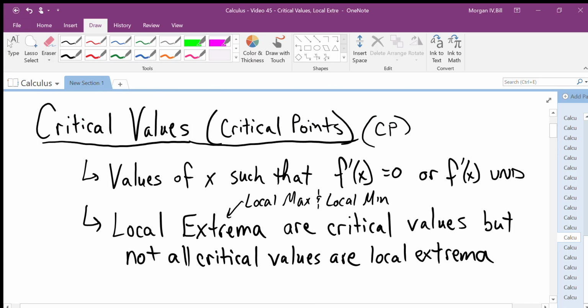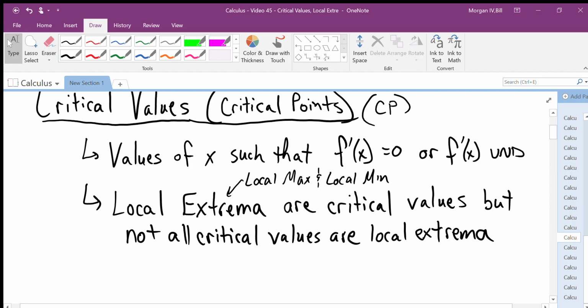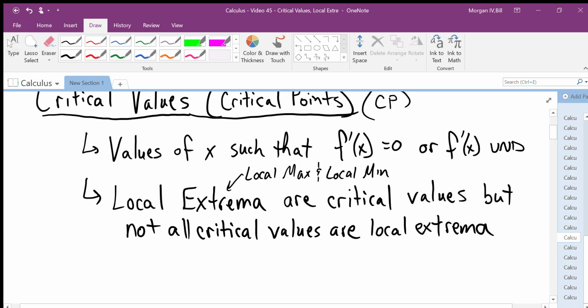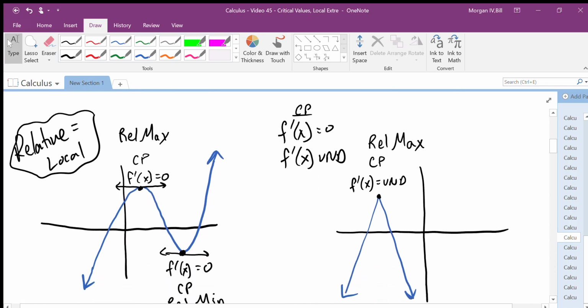Critical values or critical points are values of x such that the derivative is equal to 0 or the derivative is undefined. And local extrema are critical values, meaning the local extrema occur at critical values, but not all critical values are local extrema. Let's take a look at the local extrema that we found a minute ago, specifically this first example. Notice what's happening around the relative max here.